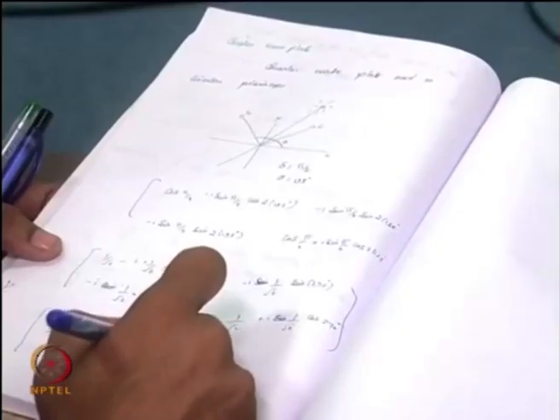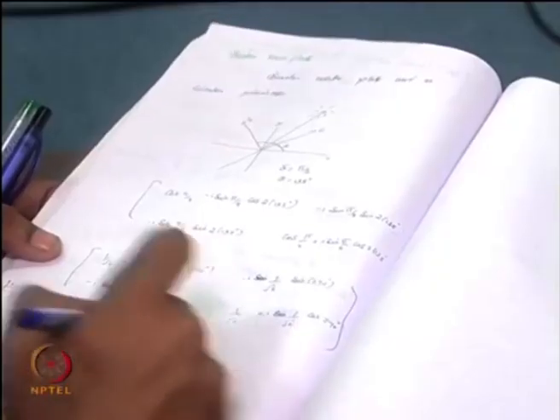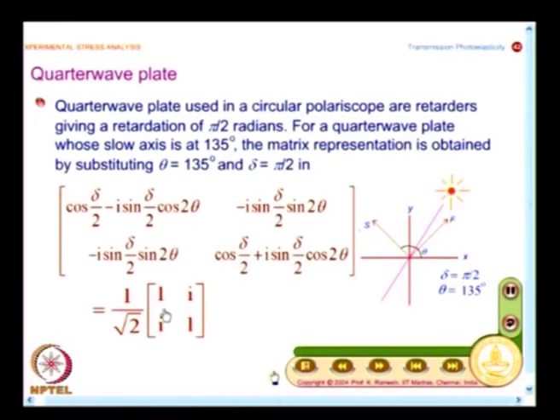I think now you must have done the simplification. Please verify the result. It is simply 1 by root 2, 1, I and 1, and if I change to theta equal to 45, you will have a very small change in this representation, as simple as that. So, now what we will do is, we will go and analyze what happens in a plane polariscope.